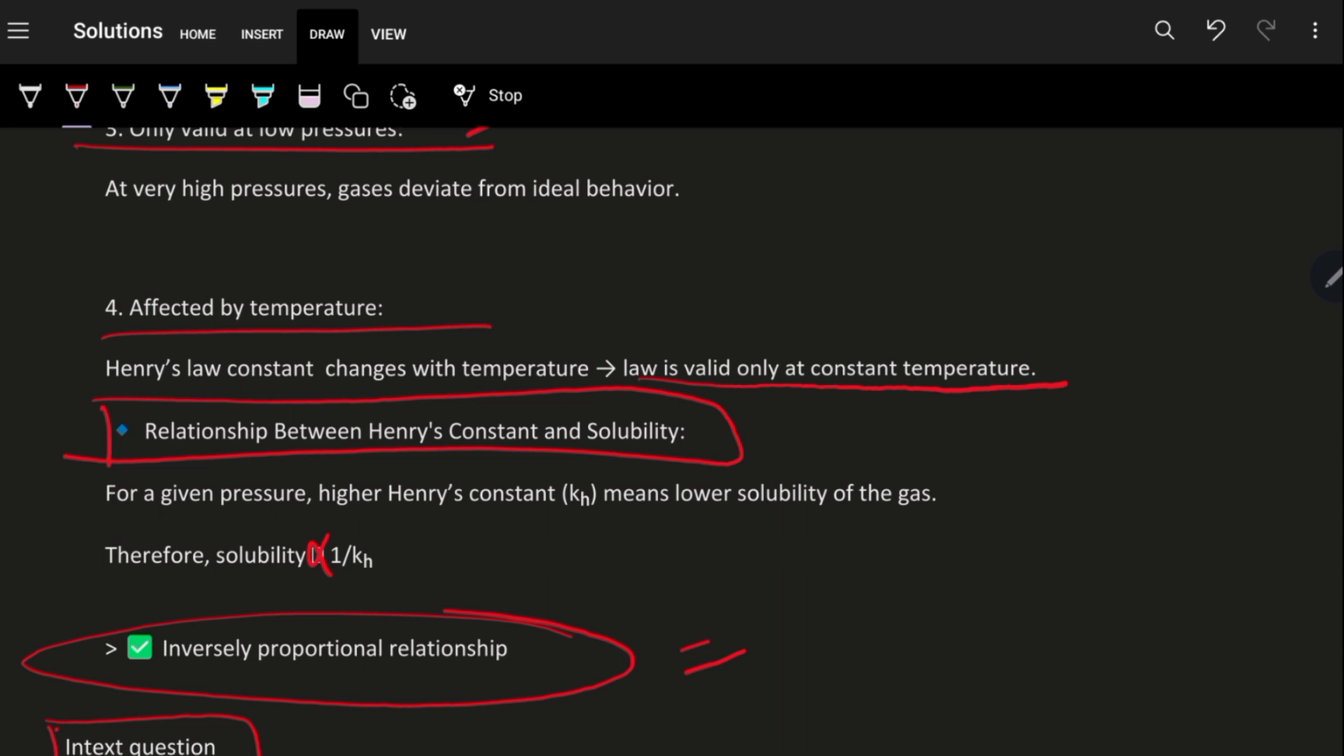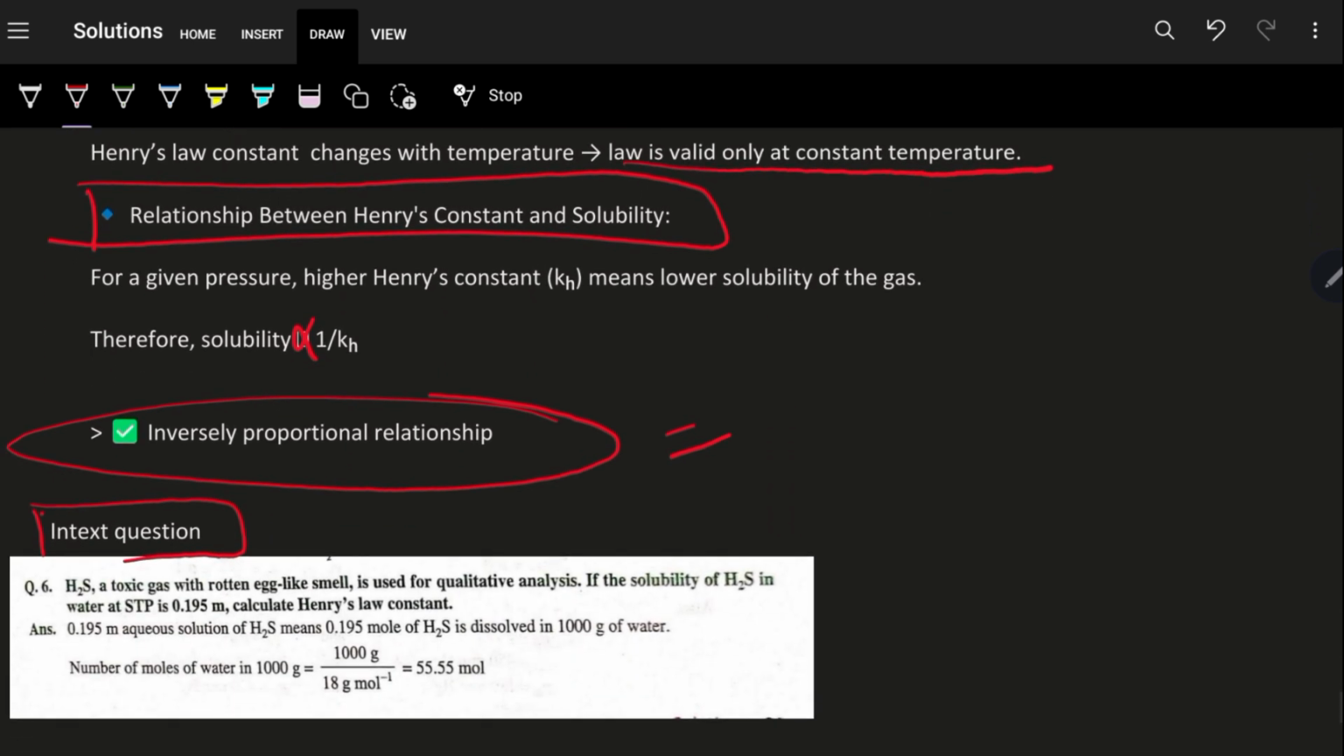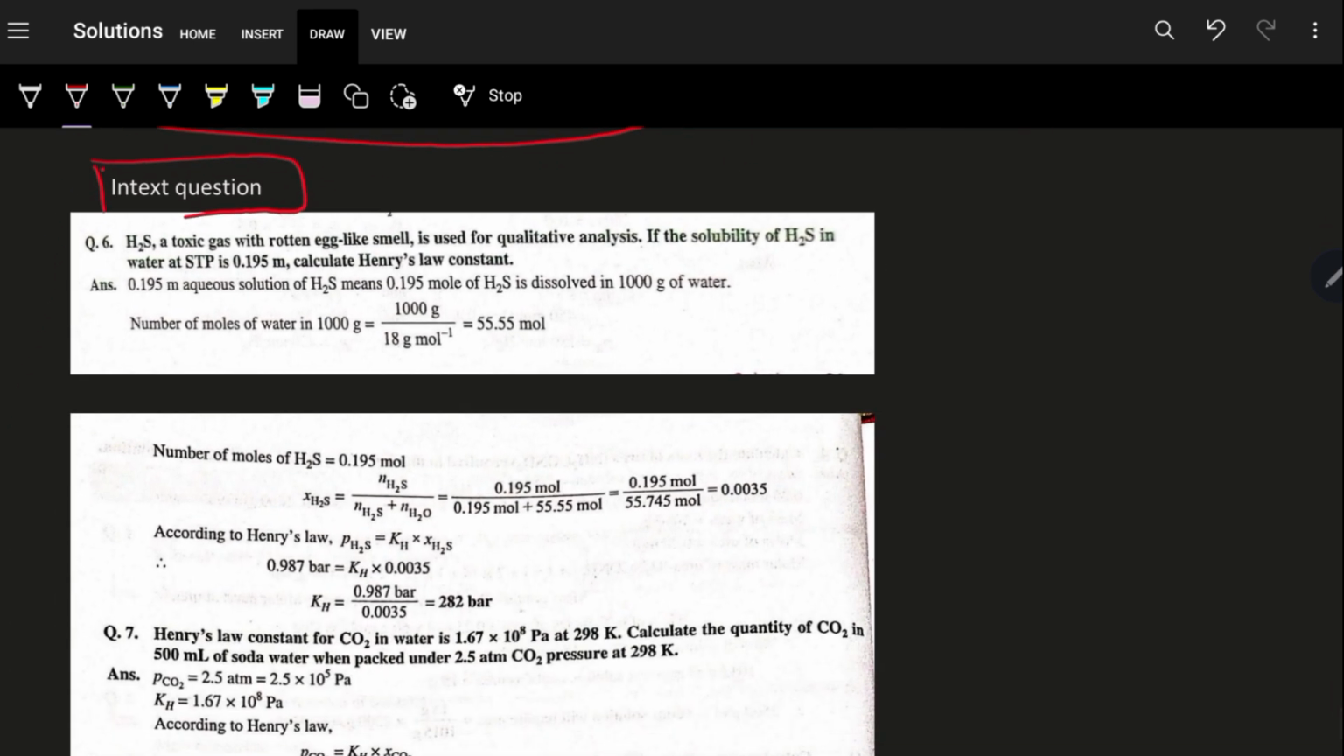This is something which I have already told you: the relationship between KH and solubility. There is an inverse relationship. And these are the in-text numerical questions based on Henry's law.